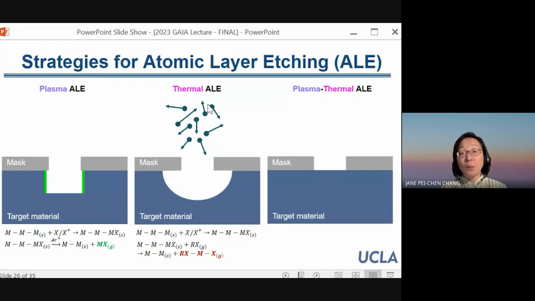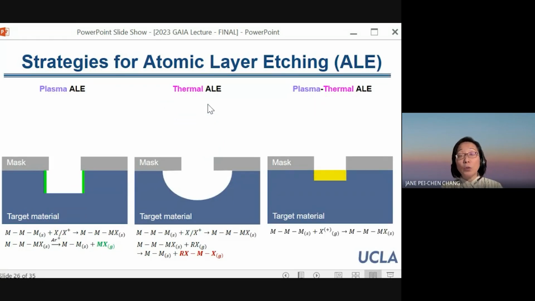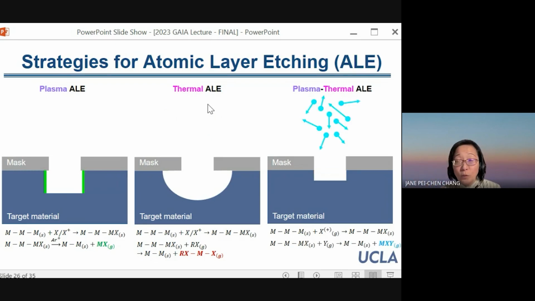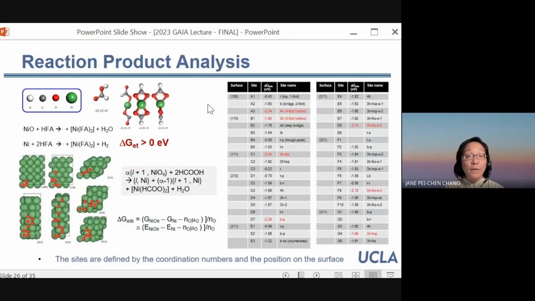If we combine thermal and plasma processes, we can use plasma to do the modification and then use the reactive neutral to remove the material. In this particular case, because the plasma defines the direction of the reaction, and the neutral species has a very different reactivity between the modified material and the underlying material, you can remove the material and create an extremely directional structure. So all of this gives you different degrees of flexibility in terms of what you're looking for.